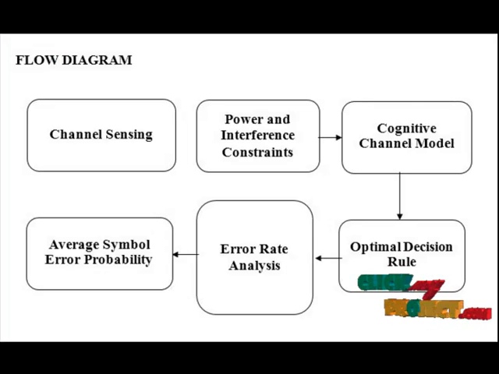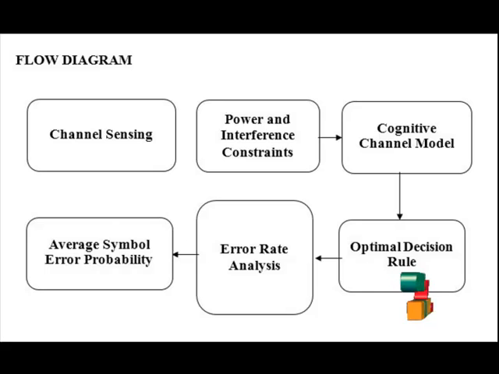Next we discuss the system architecture of our proposed system. The architecture consists of 6 major blocks. They are channel sensing, power and interference constraints, cognitive channel model, optimal decision rule, error rate analysis, and average symbol error probability evaluation. Channel sensing: here the secondary user performs channel sensing, which is modeled as a hypothesis testing problem. The energy detection and matched filtering process errors are detected in this module.